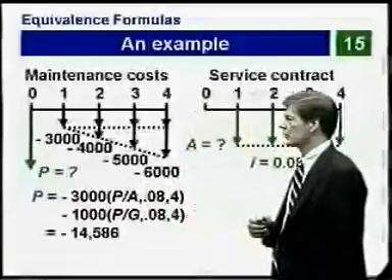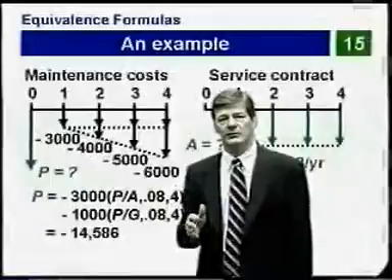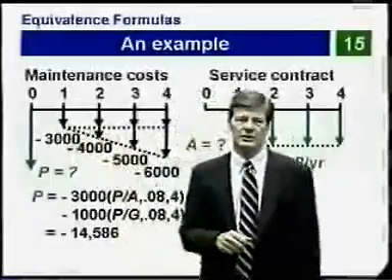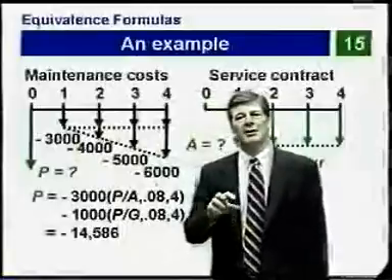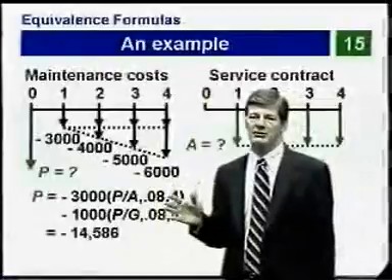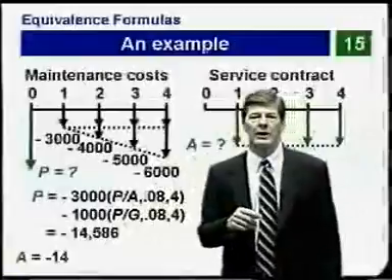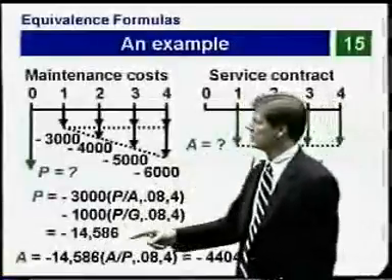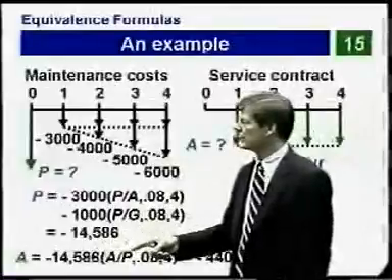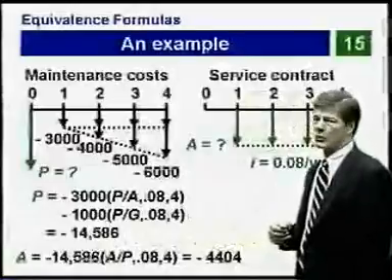I do the calculations, and it works out to be $14,586. That is, $14,586 is equivalent to that cash flow stream. But I need to have the uniform cash flow stream, not the present amount. So now I'll use my single cash flow model and convert this P to an annual amount A and write it this way. A is P times the expression find A given P at 8% for 4 years, and it works out to be $4,404.